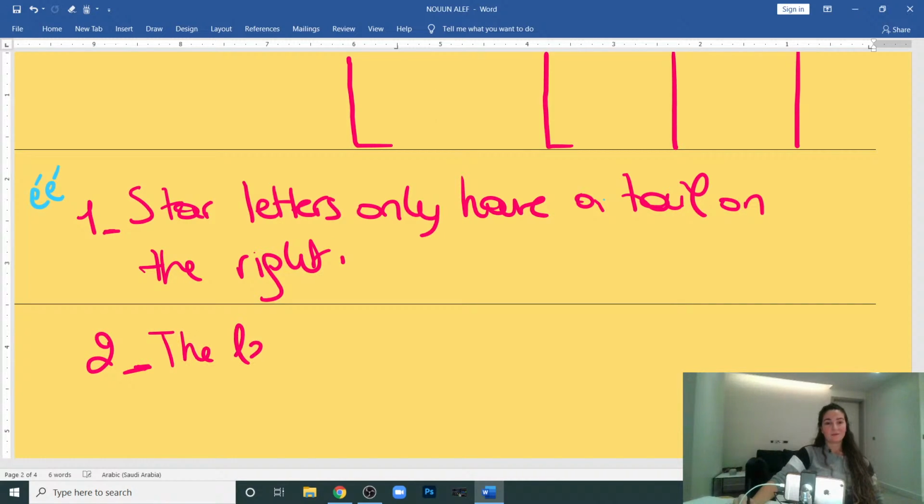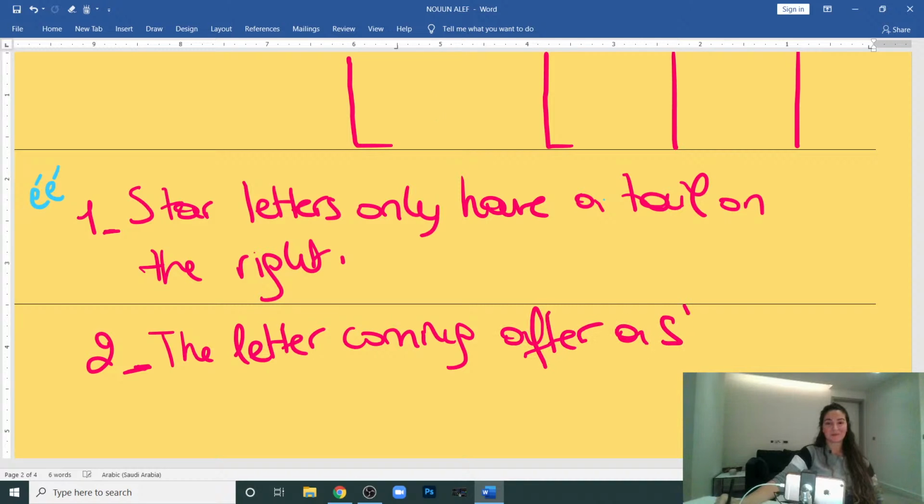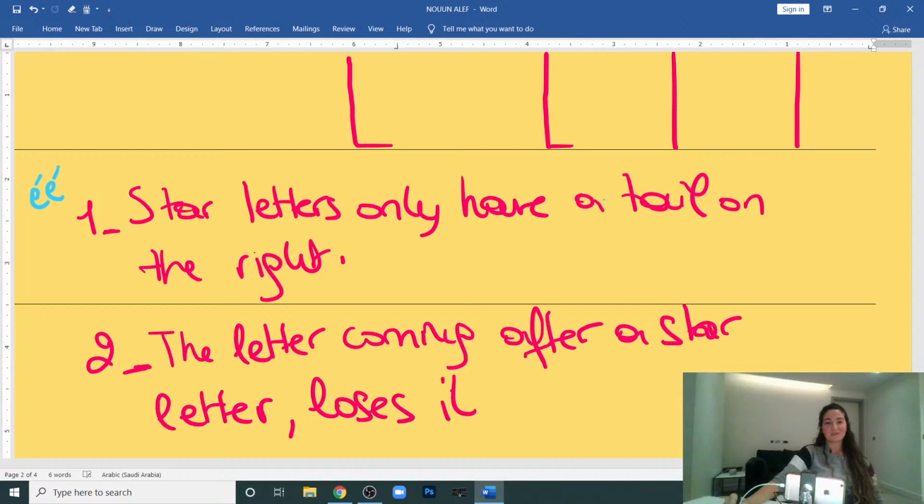The letter coming after a star letter loses its right tail. Okay? Yalla, you can write these rules down so you can remember them. Anyone has a question so far? If you have any question, just really ask me before I move on. Okay?